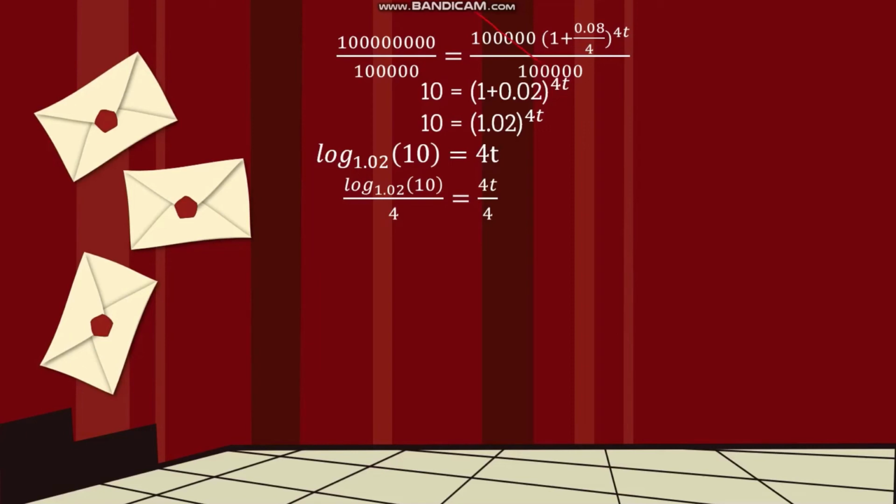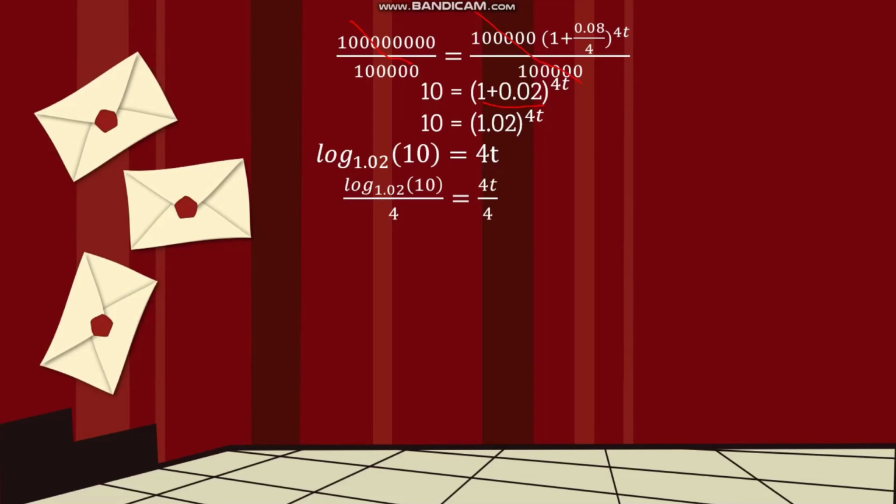We need to cancel out this one to make it easier for us to go on. So cancel out, and what is left is 1 plus 0.08 over 4 to the power of 4t. Let us simplify. 0.08 over 4 is 0.02. Copy the exponent 4t. And here, 1 million divided by 100,000 is 10. So, simplifying the addition, 10 is equal to 1.02 to the power of 4t.